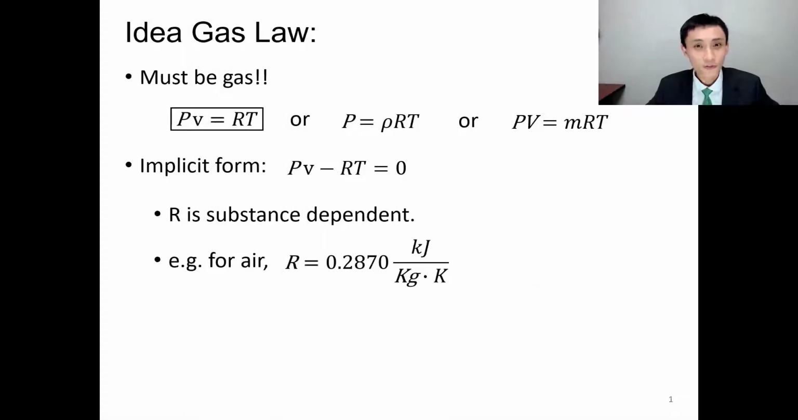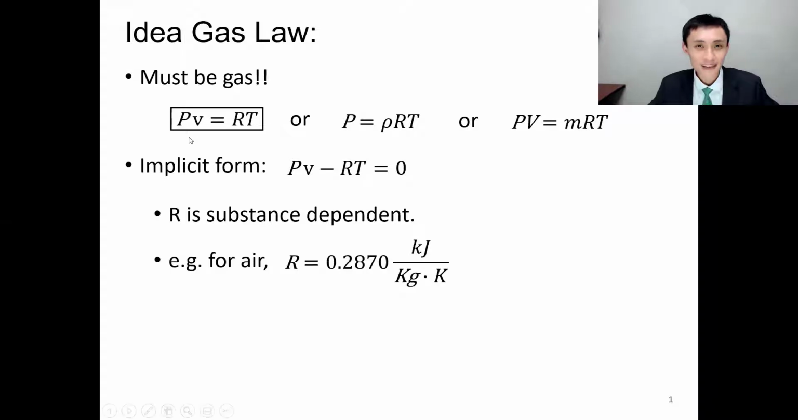So there are a lot of formats for ideal gas law. One of the common ones is PV equals RT. P is pressure, V is specific volume, R is a gas constant, and T is the temperature. Besides PV equals RT, you could also have P equals rho RT, where you move the specific volume to the right side, which is density. Or you could have P capital V for volume equals mRT.